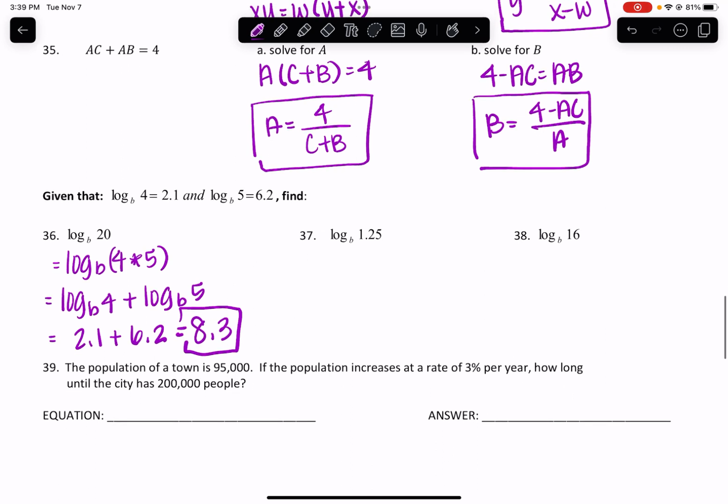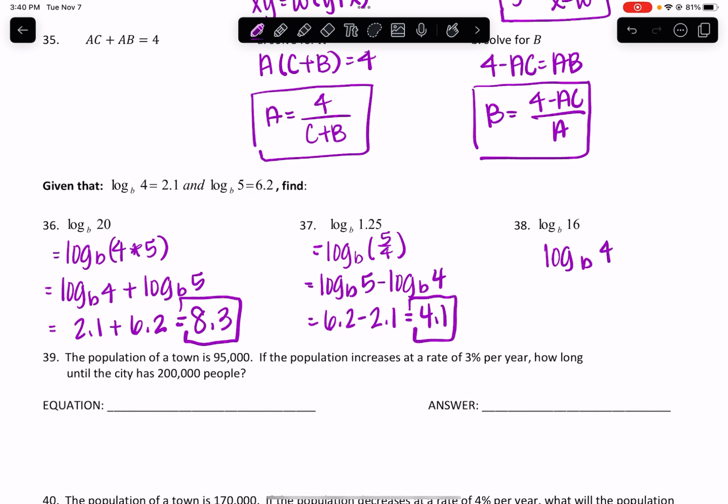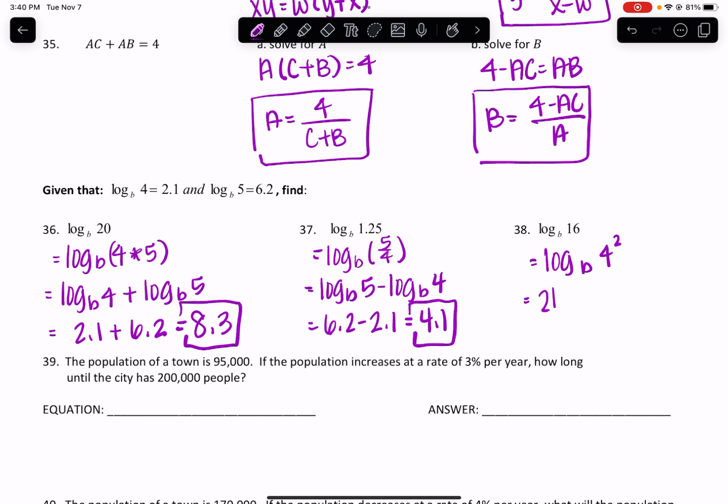125 is 5 divided by 4. Log base B of 5 divided by 4 is the log base b of 5 minus the log base b of 4. So it's 6.2 minus 2.1. It's 4.1. And then 16 is 4 squared. So that is 2 log base b of 4. So that is 2 times 2.1, which is 4.2. Okay, that is it for that section.